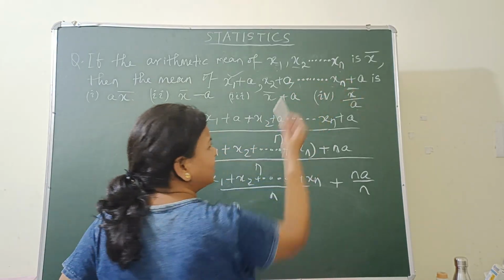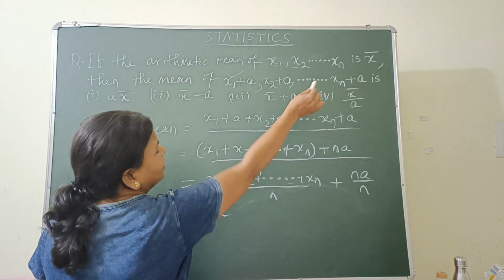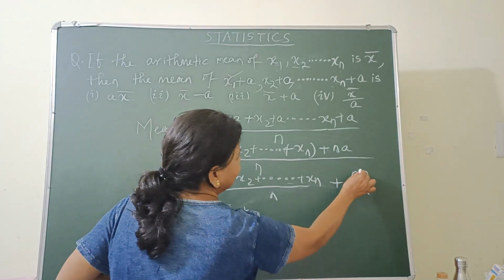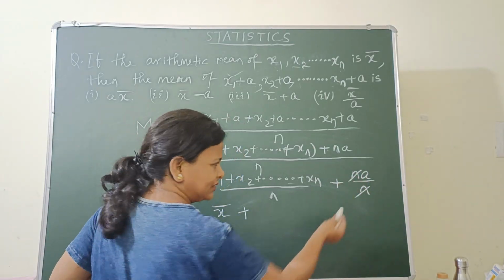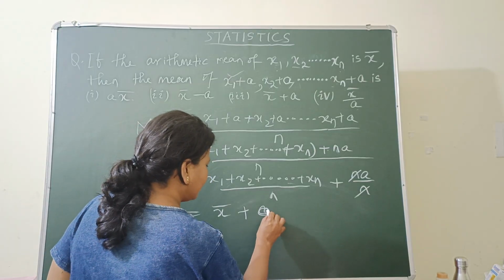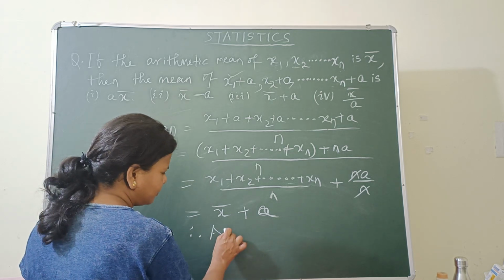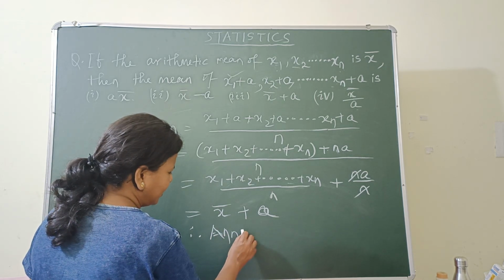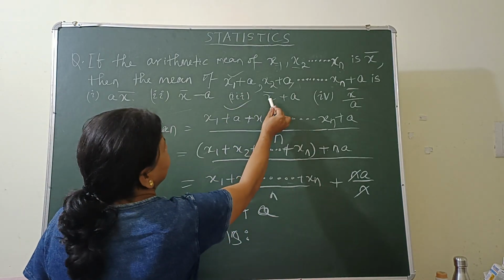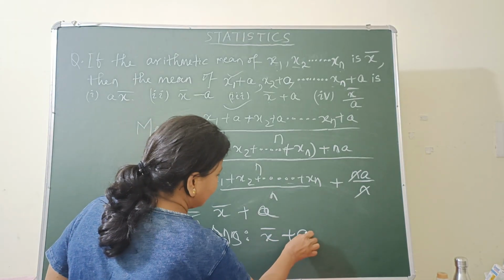What is the arithmetic mean? That is x bar. From that we are getting, it is given that the mean of this observation is x bar, and with that we will add this part. n and n get cancelled and we are left with a. So this is x bar plus a. That means our answer amongst the options would be which option? Our answer is option C, x bar plus a. The answer is x bar plus a.